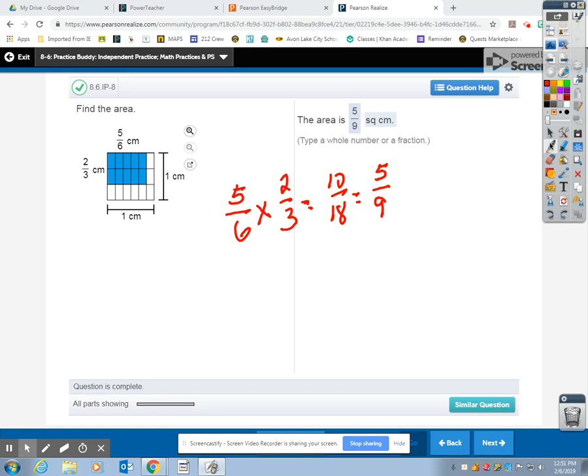Now, keep in mind, if you remember, we can simplify before we multiply. I look here, well, 5 can't go into 6 and 5 can't go into 3, but 2 can go into 2 and 6. So 2 goes into 2 once, 2 goes into 6 3 times, and I multiply. 5 times 1 is 5, 3 times 3 is 9. And that's how we get 5/9 square centimeters.